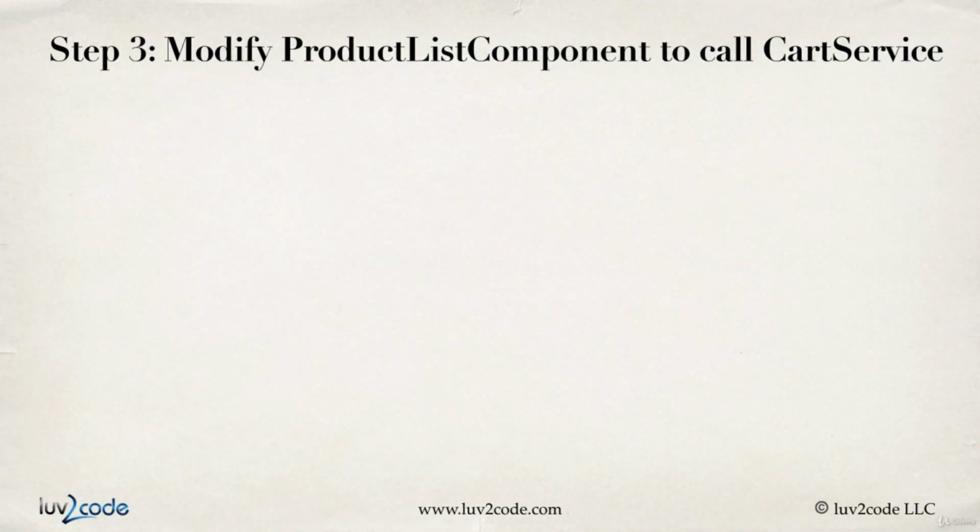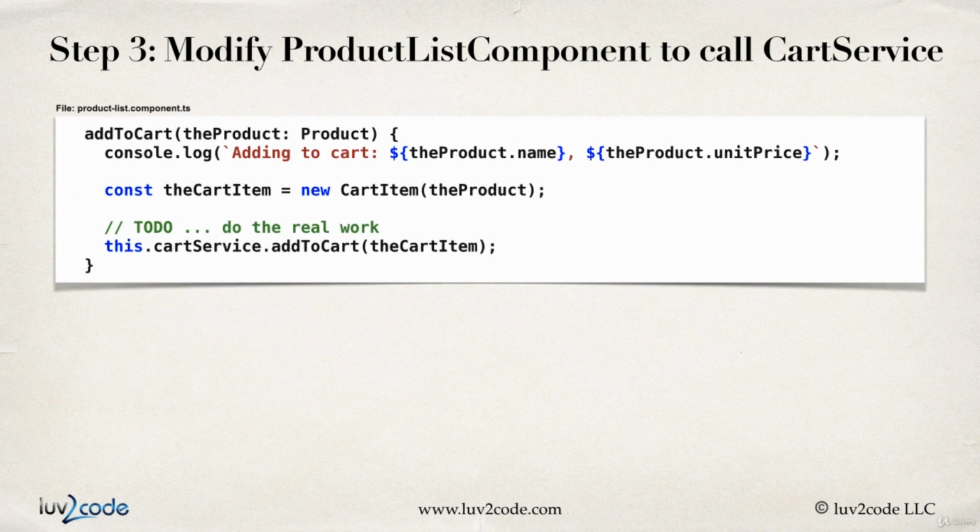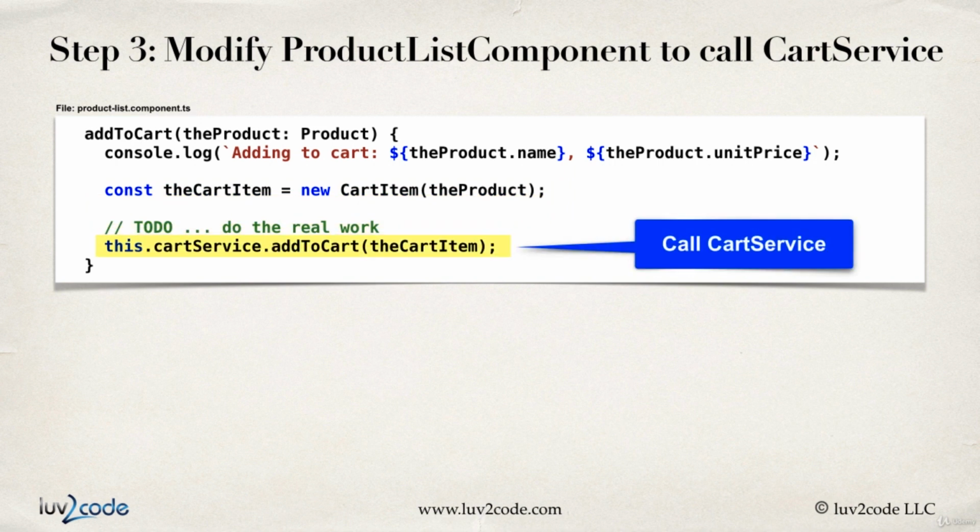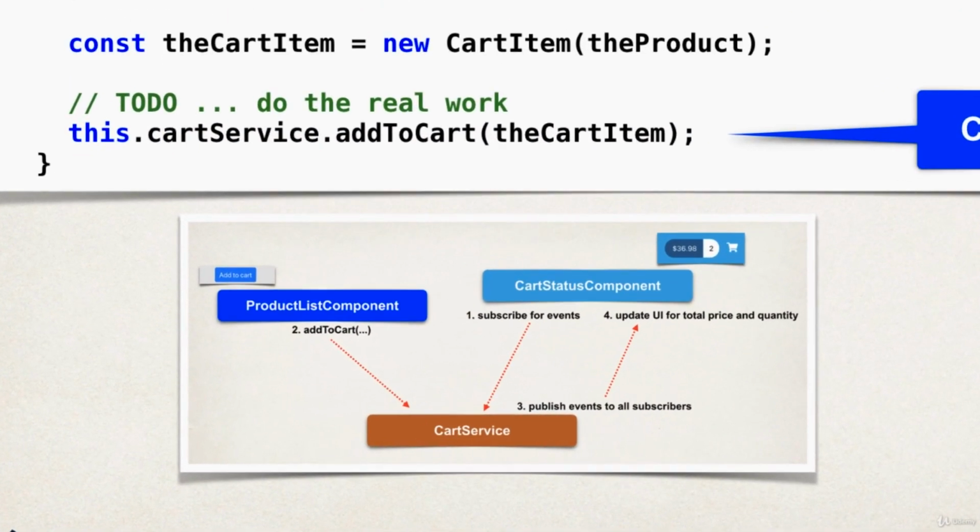Now step 3, modifying our product list component to call the cart service. Here in our product list component, in add to cart, we have our console.log. Remember earlier I said we had some real work to do. One thing we do is create the cart item: I have the cart item equals new cart item, and I pass in the product. Remember, the cart item has information about the product along with the quantity. Then I have this.cart service, I say add to cart, and I pass in the cart item. So I'm calling add to cart on the actual cart service. That's step 2 of the product list component.